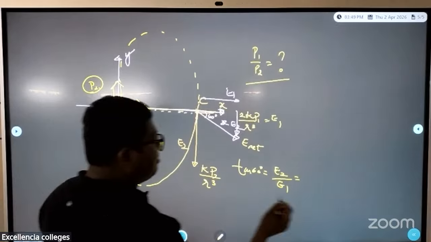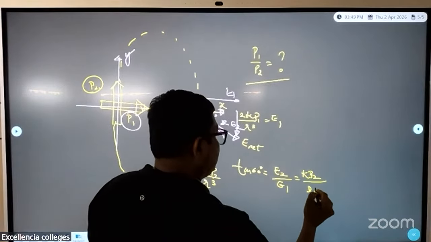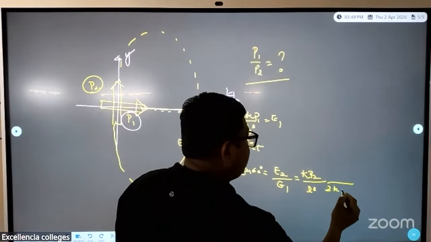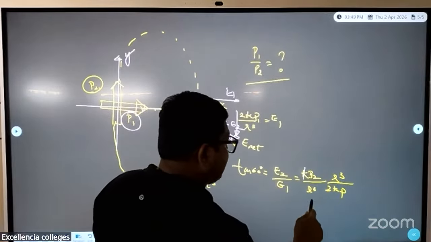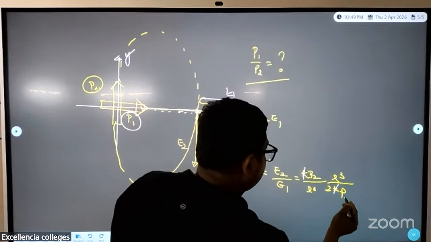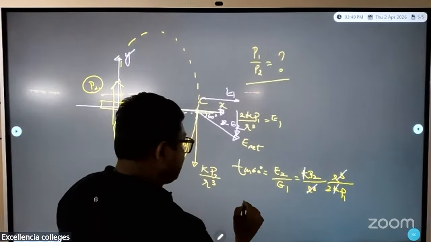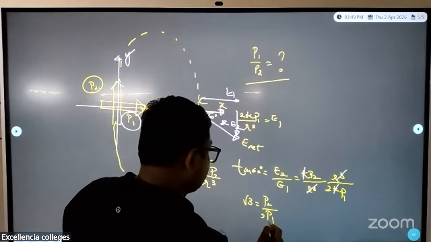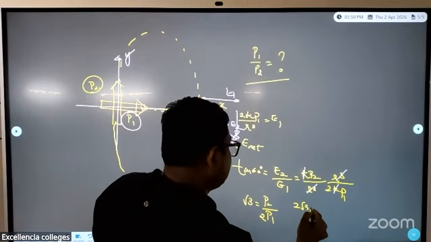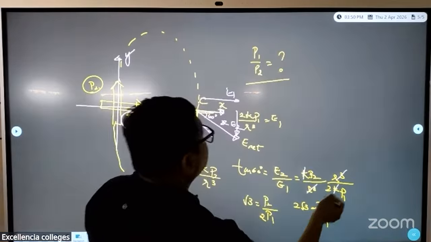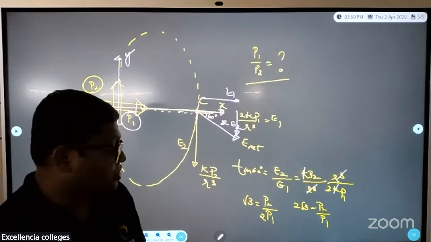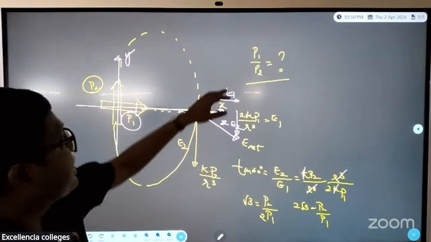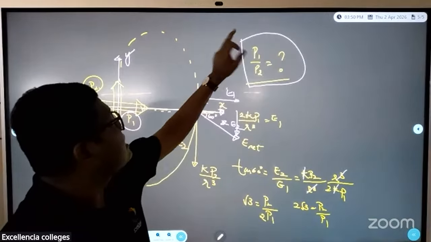E2 means this value, KP2 divided by R cube, divided by the value of E1, which is 2KP1 divided by R cube. Then the common factors cancel. So tan 60, which is root 3, will be P2 divided by 2 times P1. So 2 root 3 is P2 by P1. Therefore, P1 by P2 will be 1 by 2 root 3. That's how you can calculate the ratio of the electric dipole moments.